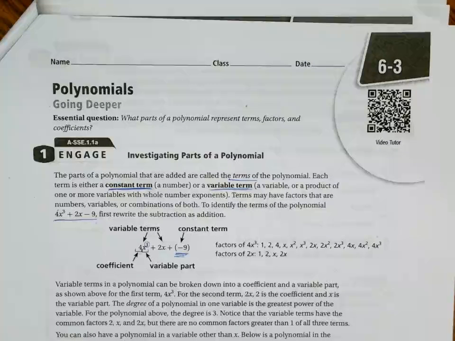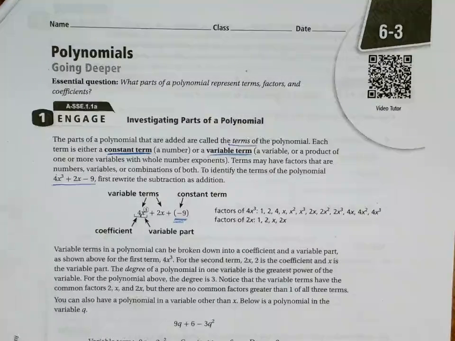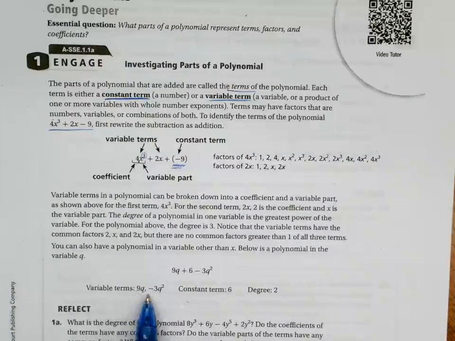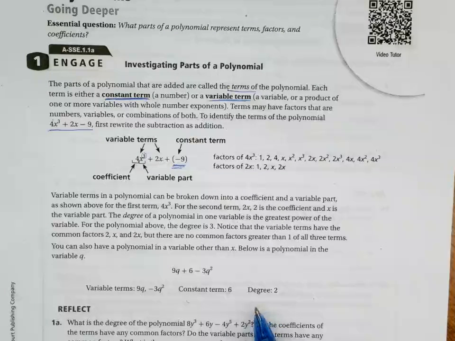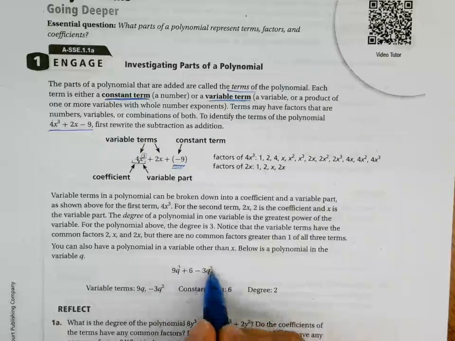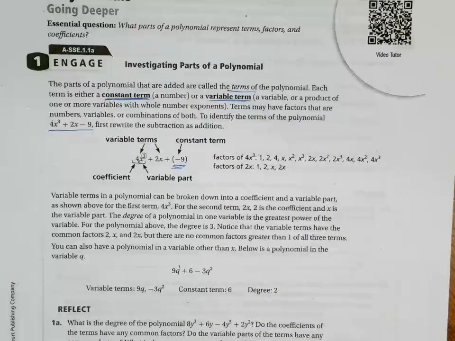You can also have a polynomial in a variable other than x. Below is a polynomial with the variable q. All right, so like 9q, negative 3q squared, you can use any letter. Your constant is just a number, and your degree, once again, is the largest of the options. So for this one, we have a 1 versus a 2. This is going to be a second degree polynomial.